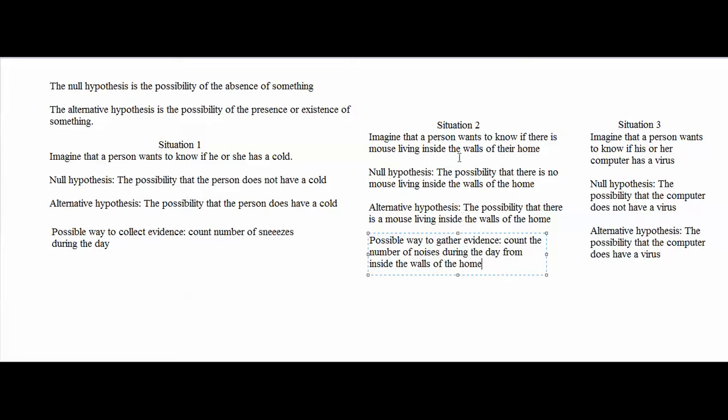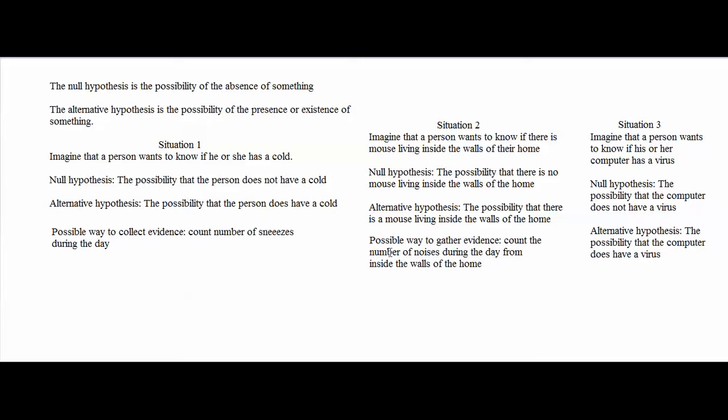And this works the same way as in situation one. If the person only hears a small number of noises, like one or two noises during the day, then the person won't be convinced that there's a mouse living inside the walls of the home, because those one or two noises could easily happen just by chance. They could just be random noises. So if the person only hears a small number of noises, the person will assume that the null hypothesis is true, and that there's no mouse living inside the walls of the home.